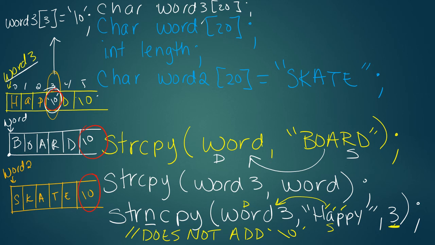I strongly suggest that you draw pictures, that you practice, that you take the code examples off of Canvas and you put them in your compiler and you draw pictures of what's going on with those code examples, because that's really the best way for you to understand how character arrays and strings work.